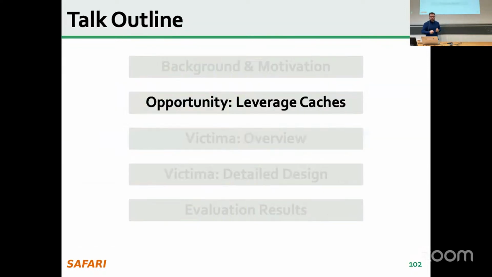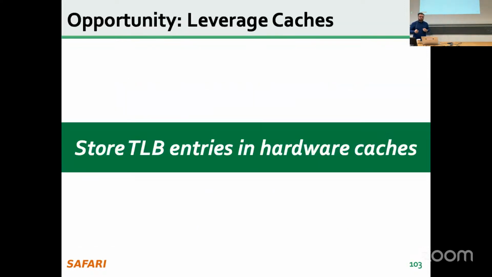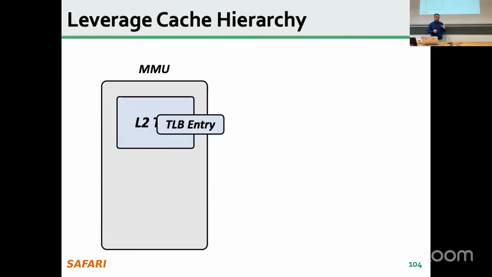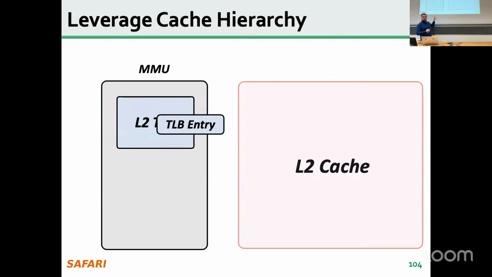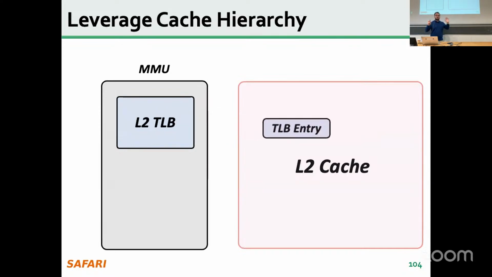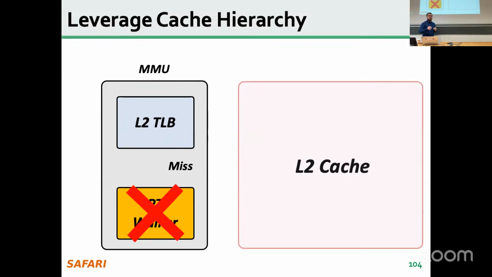Our opportunity is to leverage the caches. We want to store TLB entries in hardware caches. How does this work? We have the MMU, and the MMU needs to store the TLB entries in the L2 cache. So next time we have a miss in the L2 TLB, we do not perform a page table walk. We want to avoid this. We go to the L2 cache, we retrieve the TLB entry, and everything's perfect.